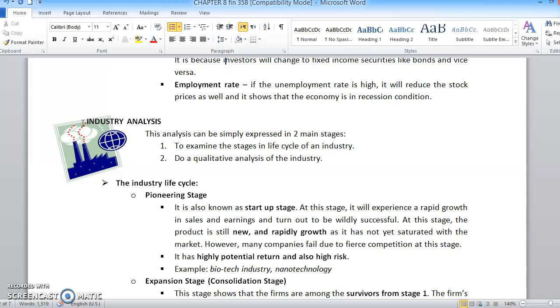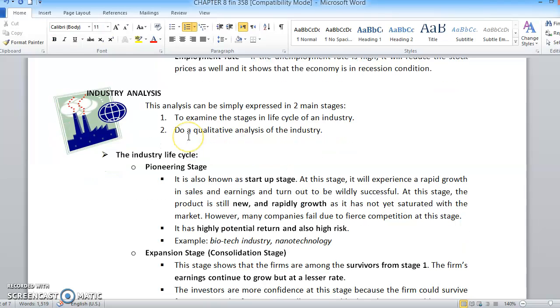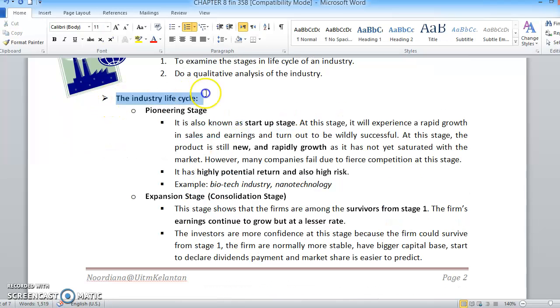So we have the second one, which is industry analysis. Okay, so industry analysis is quite easy. You can actually use your knowledge in your marketing, right? Or any other business subject that you have learned previously, right? So industry analysis focuses on, first, examining the life cycle of an industry, and second, you can do a competitive analysis of the industry. Okay, so let's take a look at the industry life cycle.